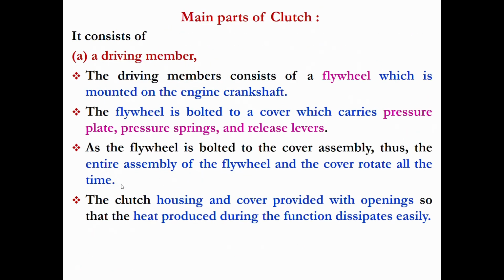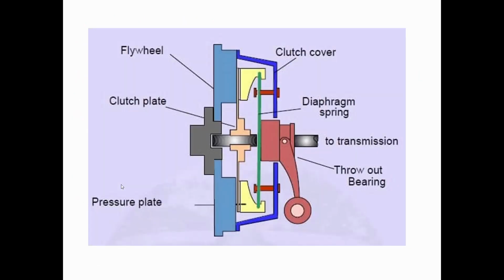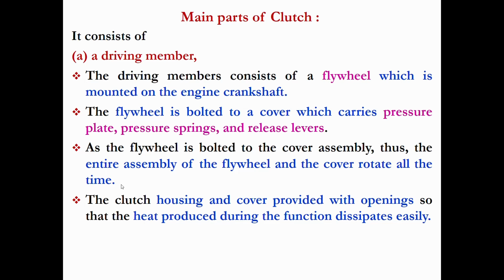Now the main parts. There are three important parts in a clutch. We can classify them into the driving member, the driven member, and the operating member. The driving member is the front end of the clutch assembly, starting from the flywheel. The power is transmitted from the flywheel to the pressure plate, since both are bolted together. Then it is transmitted through pressure springs and release levers, and further transmitted to the driven member.